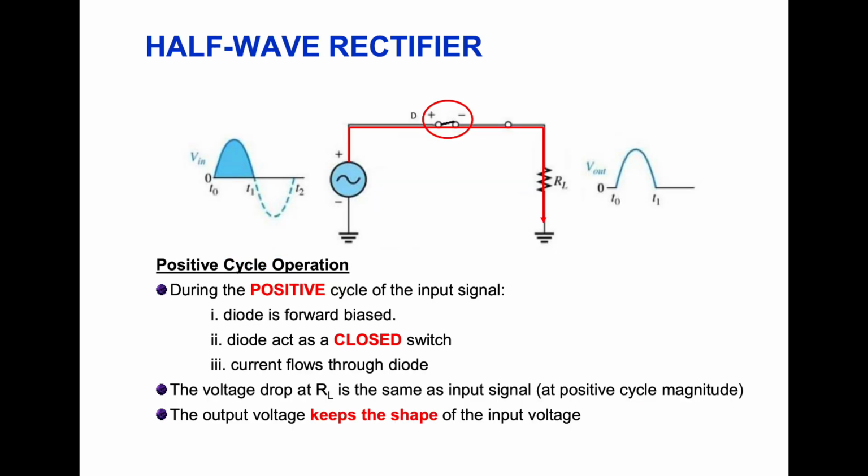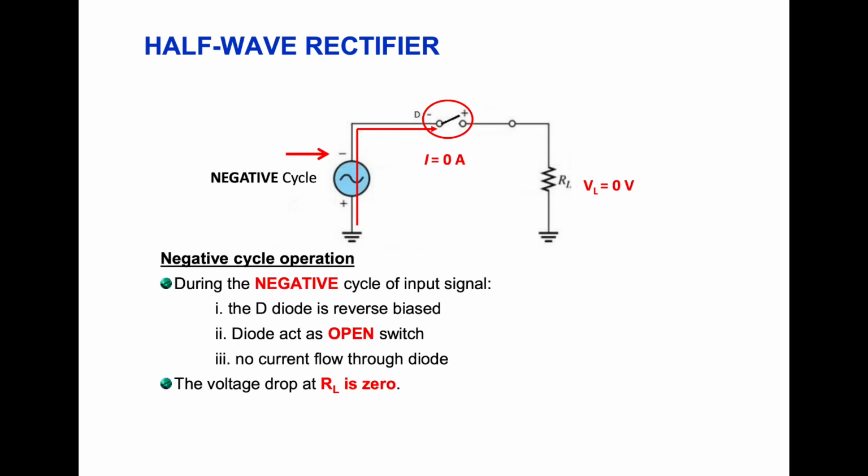So the positive cycle operation. During the positive cycle, there is one positive cycle of the input signal. This diode is first forward biased, and then the diode acts as a closed switch, and the current flows through this diode in one direction. So the output voltage drop at RL is the same as the input signal at positive cycle magnitude. The output voltage keeps the shape of the input voltage. All right.